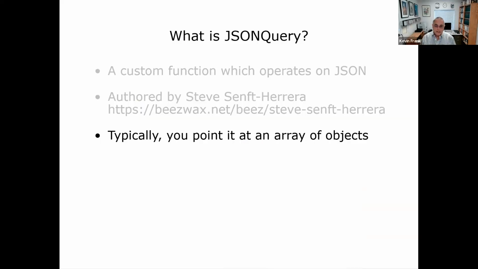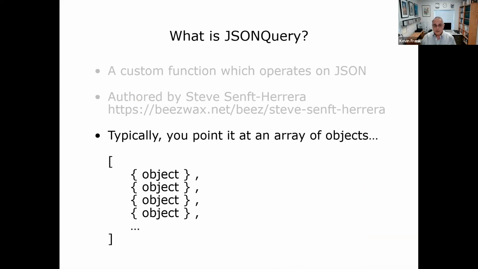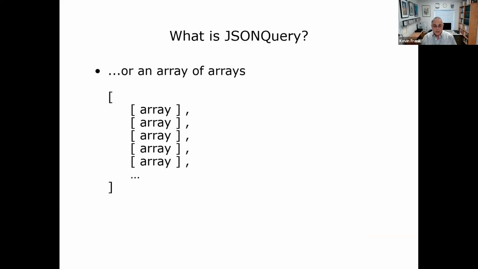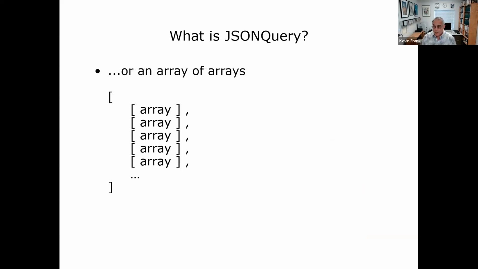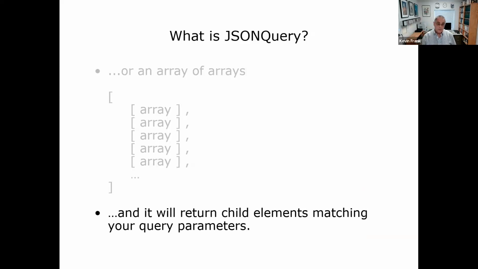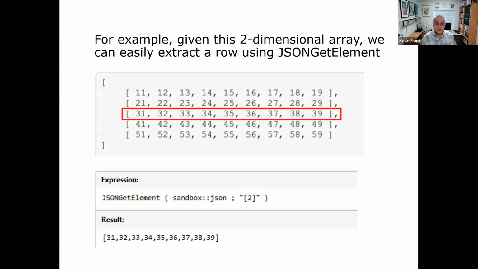With JSONQuery, you point it at either an array of objects or an array of arrays. Those are sweet spots for it. It has a few other things that it'll take as input, but generally speaking, you're going to want to feed it an array of objects or an array of arrays as input. Now, they can be very deep. They don't have to be one-dimensional and shallow. And it returns child elements that match your query parameters.